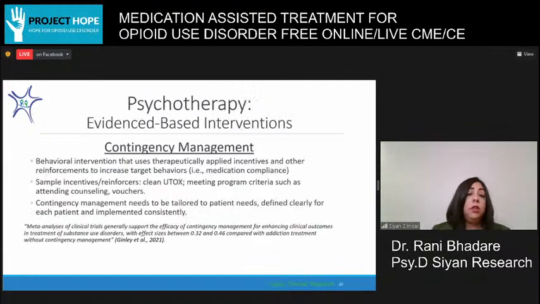Another evidence-based intervention in treating opiate use disorders is contingency management. This is a behavioral health intervention that uses therapeutically applied incentives and other reinforcements to increase target behaviors. A very common incentive measure is medication compliance. Some sample incentives and reinforcers include having a clean UTOX and meeting program criteria such as attending counseling.